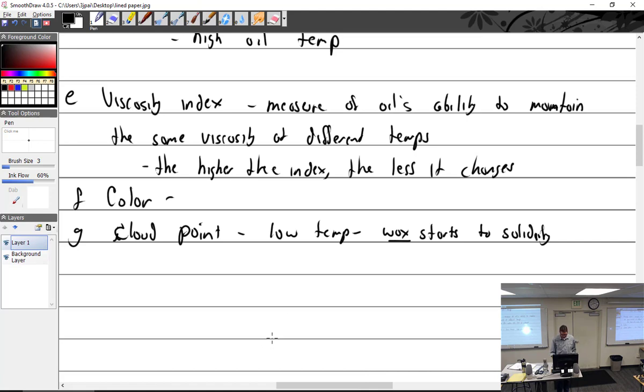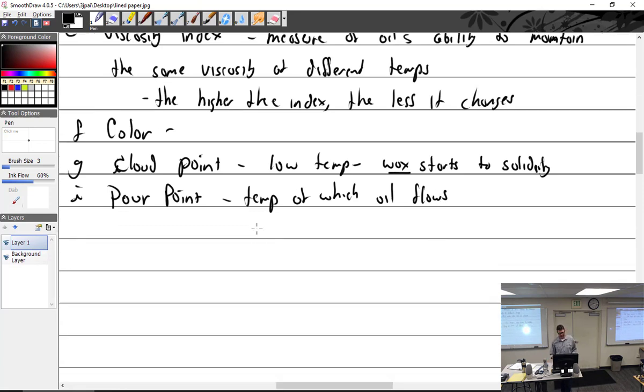Cloud point: temperature at which the separation of wax in the oil becomes visible, usually right above the solidification point. The pour point. That's where I'm at after spending a bunch of money at Christmas, I'm at the pour point. Pour point: temperature at which oil flows without a disturbance. I think that disturbance is the wax in it, or icy chunks.